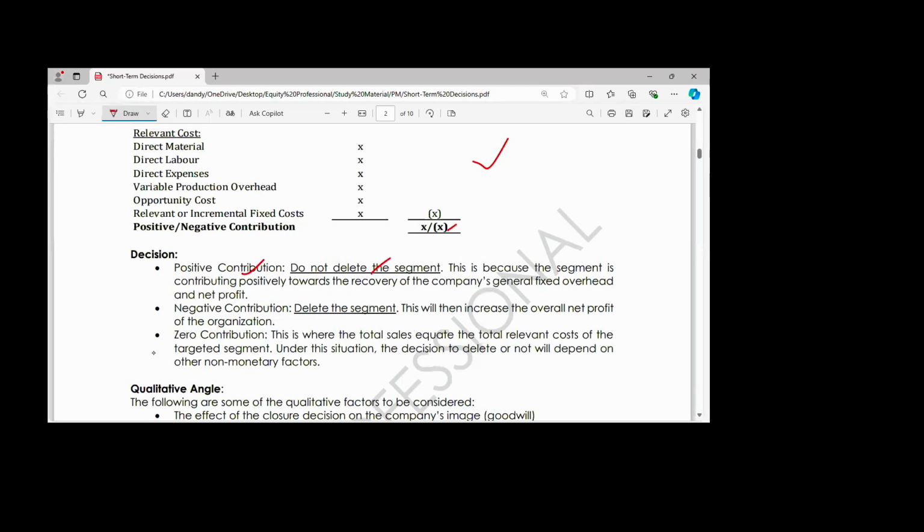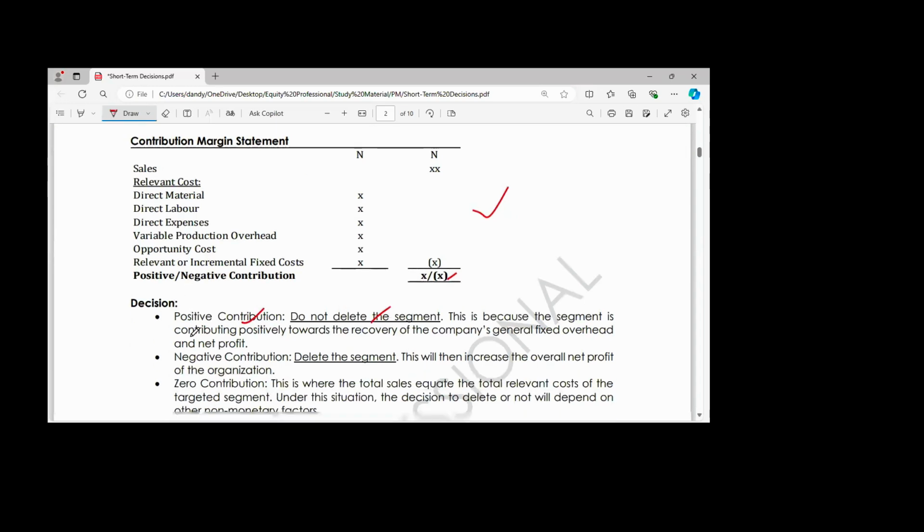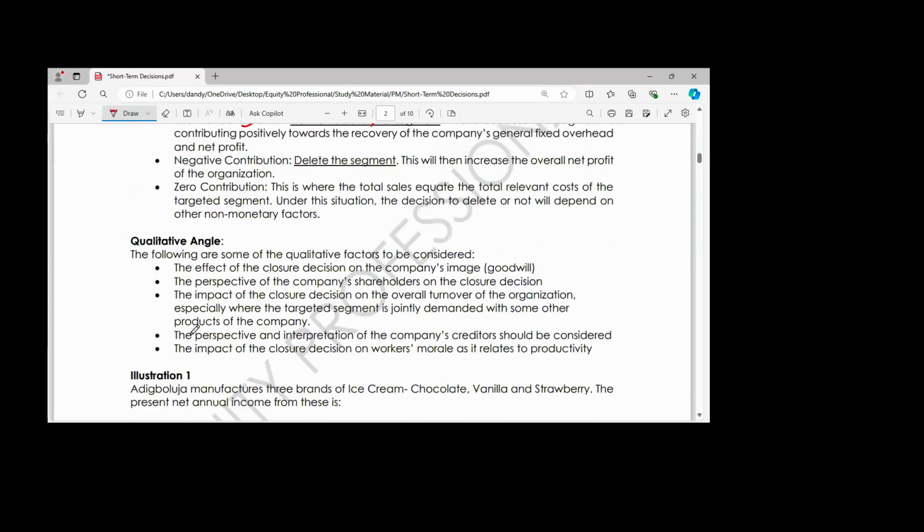What if you have zero contribution? That is where your total revenue will equate your total relevant cost. So once you have zero contribution, then the company can either delete or not delete, depending on other qualitative factors. So all of these are what we discussed last time. And then these are some of the qualitative factors. I think I gave you about 7 or 8 qualitative factors, so I don't want to go there again.